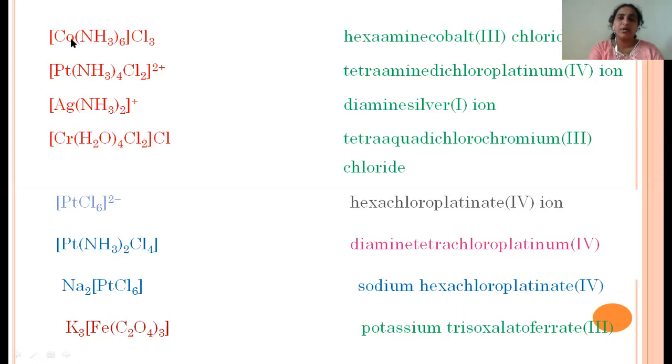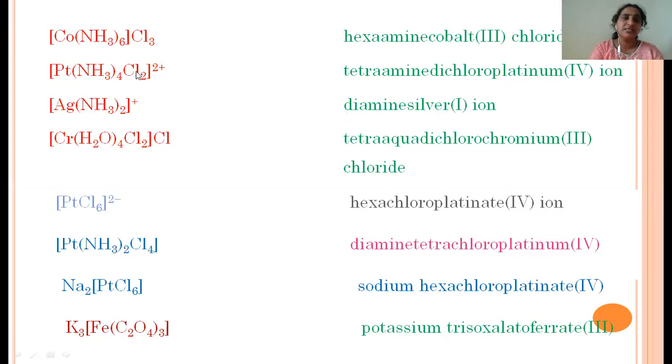It is cobalt. Here it is a positive sphere. Whenever a positive or neutral sphere is there, we write the metal name as it is. For the oxidation number, it is a neutral ligand, so the total is -3 from the ligands, then cobalt will get +3. Then outside of the sphere there are chlorides present, so we write chloride.